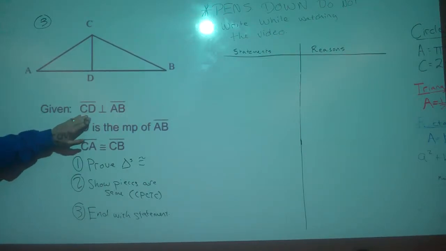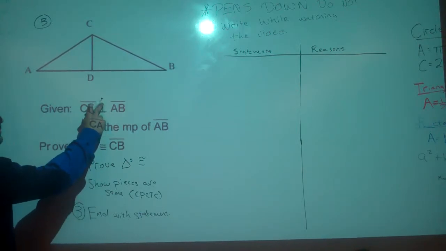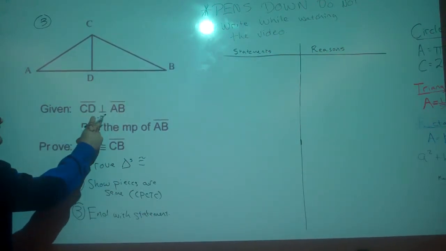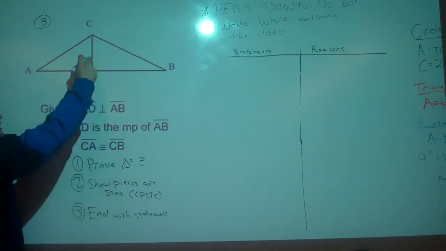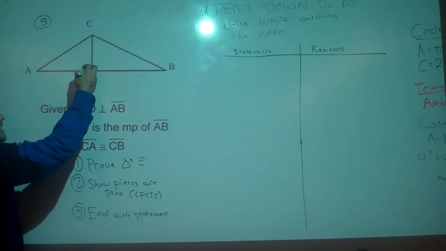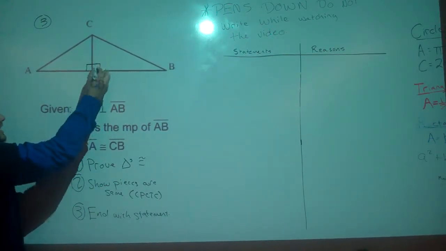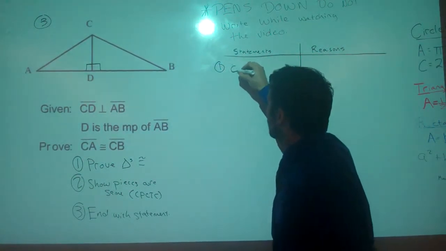I'm going to begin the proof by writing my givens. The first thing here says that CD and this symbol, upside down T, means that it is perpendicular. It meets at a 90-degree angle with AB. So I'm going to see where CD touches AB. That happens at point D. There is a 90-degree angle on each side there. That can go in my proof as my first given.